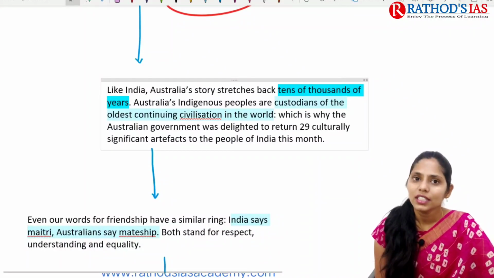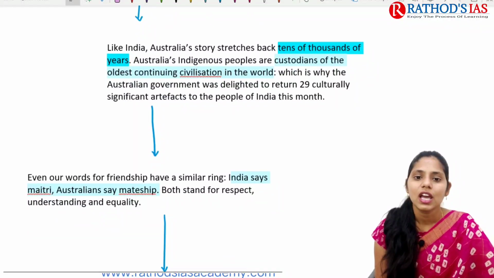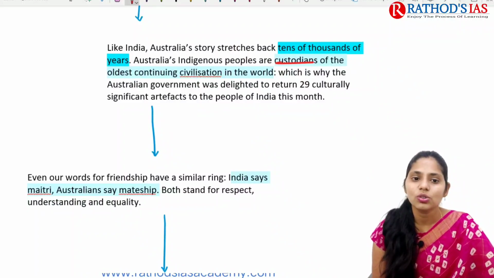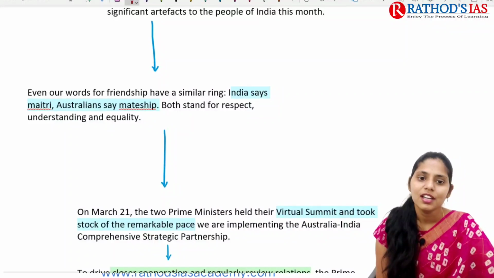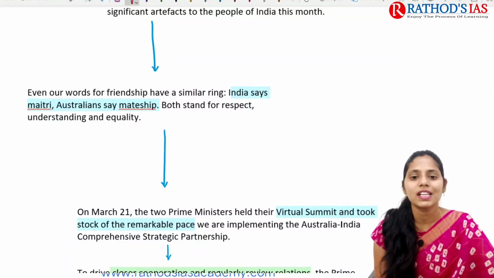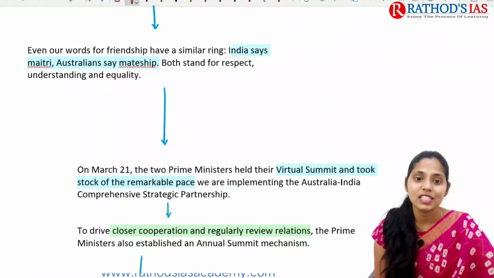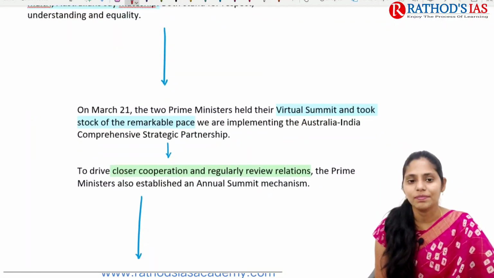Like India, in the same lines, Australia also shares a story. This story mainly stretches back tens of thousands of years. If you are talking about the indigenous people of Australia, they are custodians of the oldest continuing civilization in the world. This is what Australia says. If you're talking about friendship between India and Australia, Australia says this friendship is like a similar ring. India says it is Maitri, that is friendship, and Australians say it is mateship. Both stand for respect, understanding and equality.